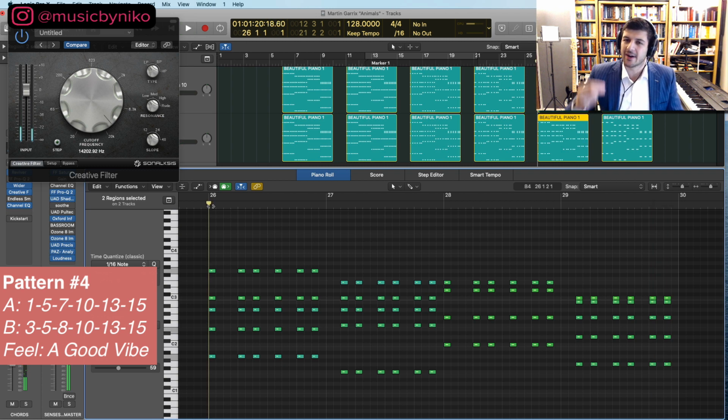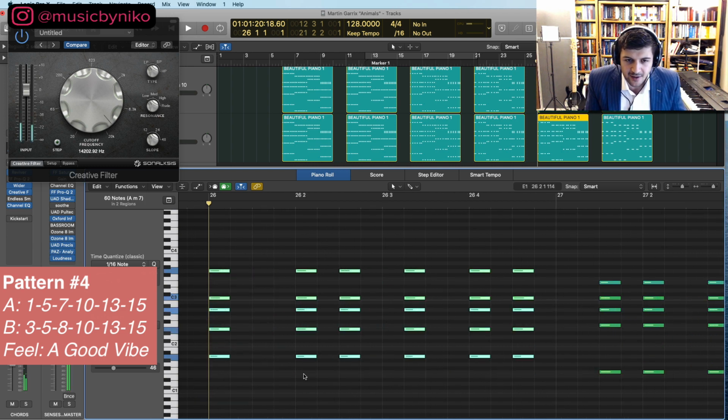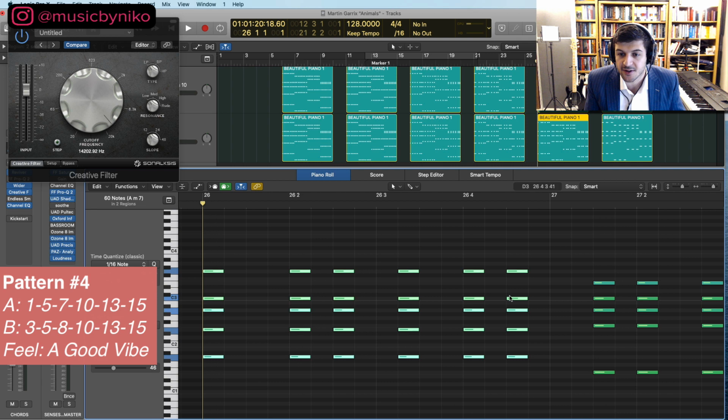This is a really cool one, and the reason why is because our first measure and our third measure have the same rhythmic pattern, and our second measure and our fourth measure have the same rhythmic pattern, but they both don't share the same rhythmic pattern, if you get what I'm saying. So right here, if we just look in, we have the 1, 2, 3, 4, 5, 7, 10, and then the 13 and 15, right?